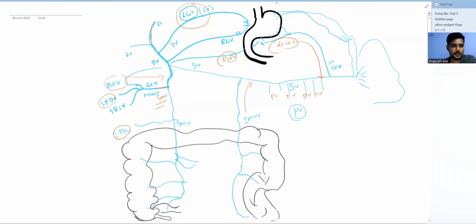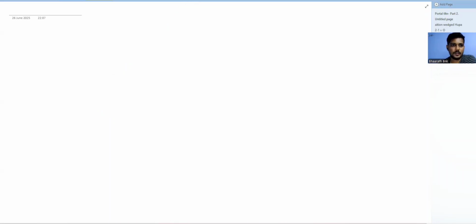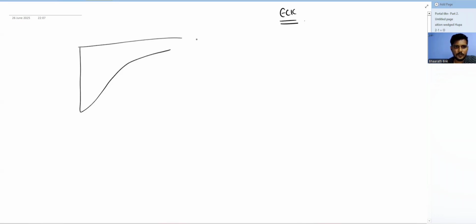So keep this anatomy in mind. With that, we'll start the shunts. So the first described shunt was a non-selective shunt, and it was described by Eck, right? So Dr. Eck described this shunt where this is the liver, this is the suprahepatic part of the IVC, this is the infrahepatic part of the IVC. Then there was this portal vein, the right and left branches, and the portal vein, superior mesenteric vein, and the splenic vein.